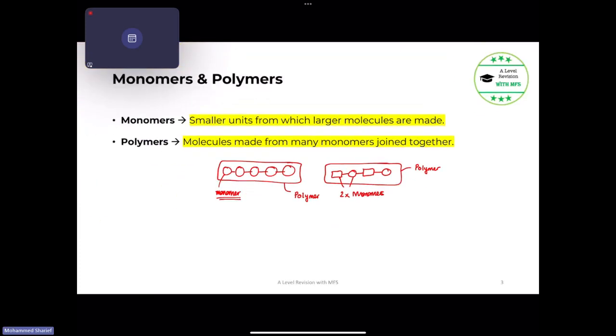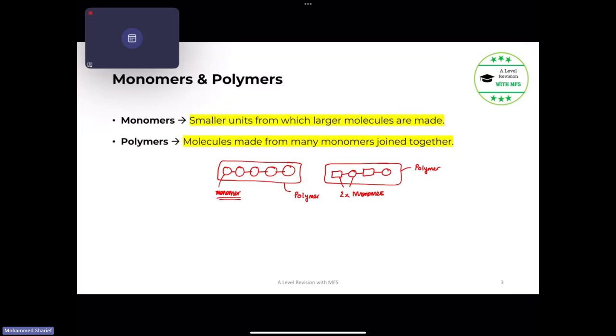Okay, so basically, if there are two definitions that you need to be aware of, it is these two: monomers definition, polymers definition. I've seen it come up in exams as simple 1 markers. Again, you don't want to be losing marks on simple, easy questions that you can just learn. Okay, so that's what monomers and polymers are.